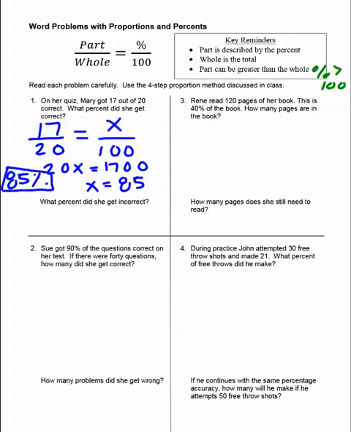Now our follow-up question here asks, what percent did she get incorrect? Well, we know it's out of a possible 100%. She got 85 correct, so that's left with 15. So 15% incorrect.